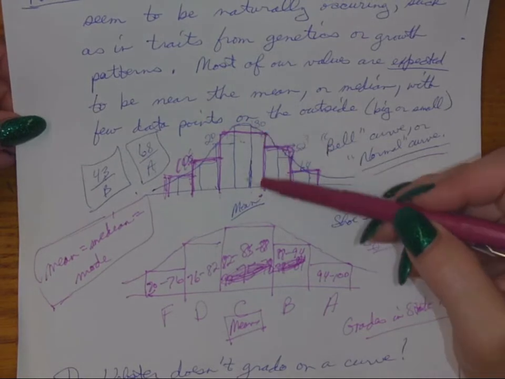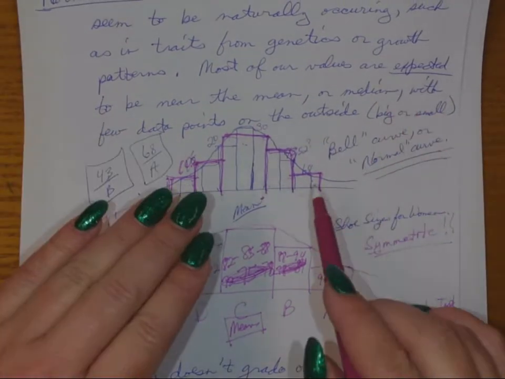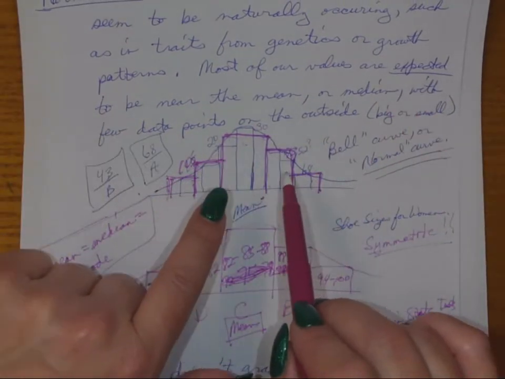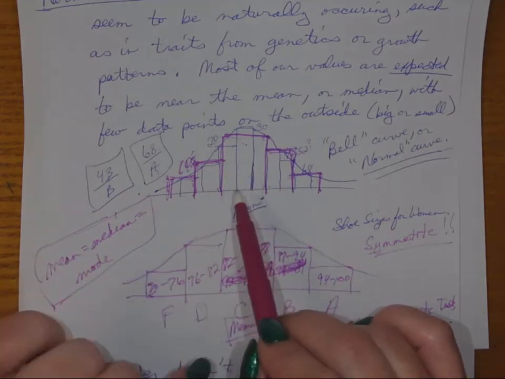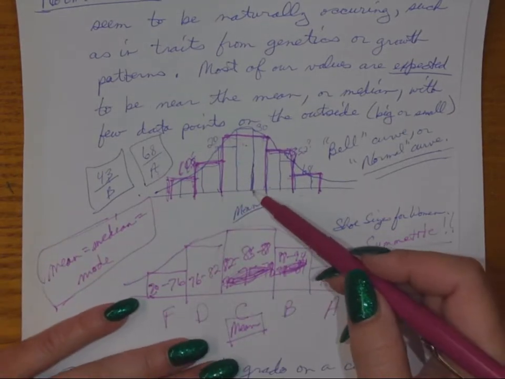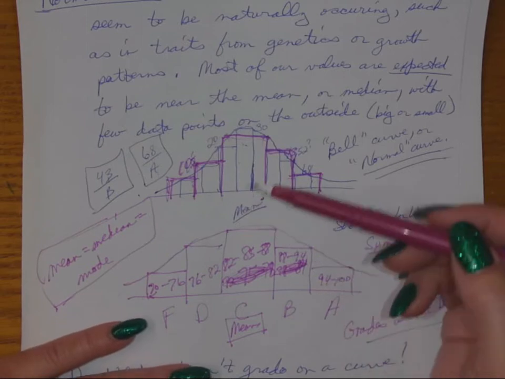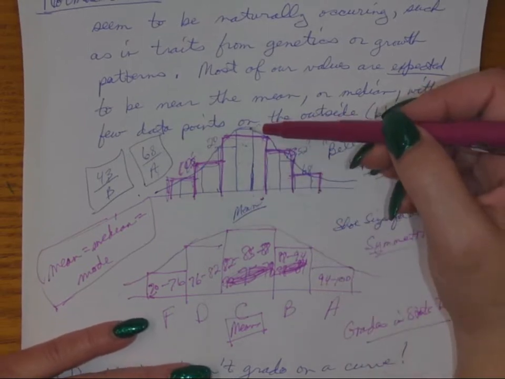So let's think about that. I already said the mean was in the middle on these guys, right? So if it's reflective, then it balances out on both sides so that when I average it, it's right in the middle. The mode would be the guy who happens the most. Well, that's the tallest bar, right?